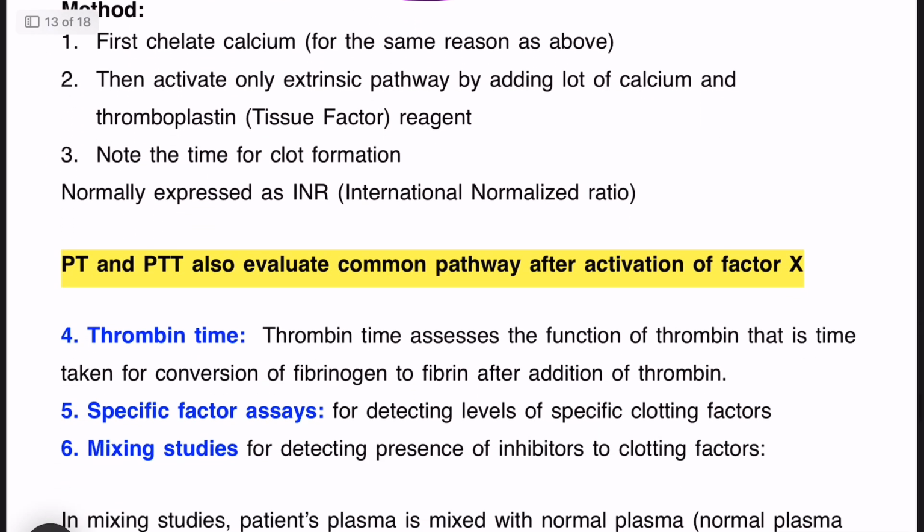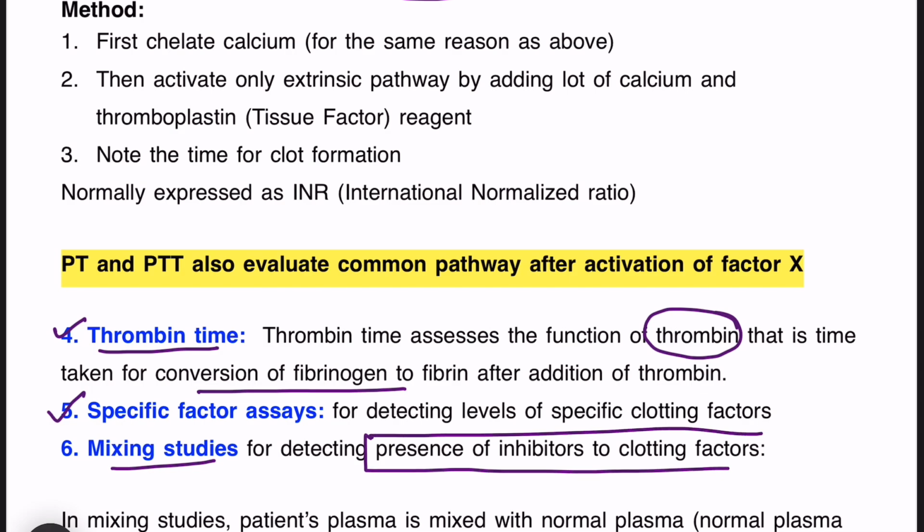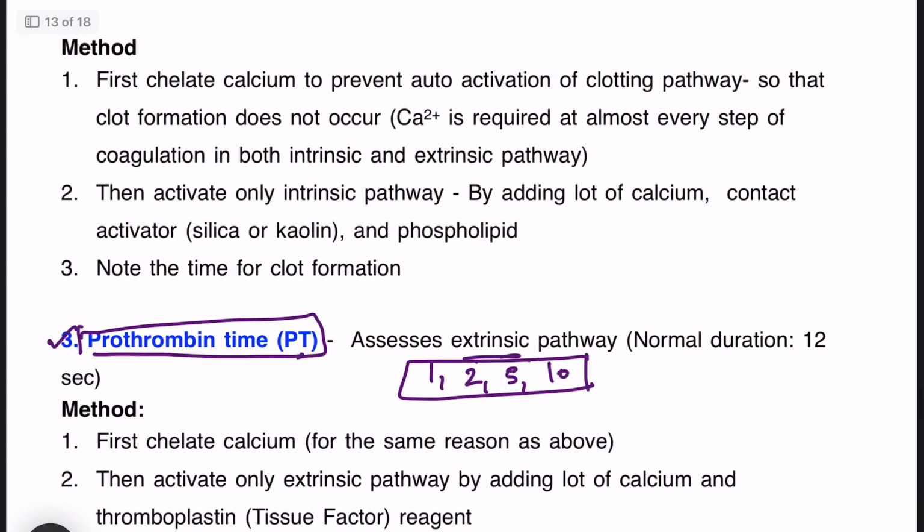What are the others? Then we have thrombin time. Thrombin time assesses the function of thrombin only. That is, if thrombin is added, how much time it takes for conversion of fibrinogen to fibrin. Then we have specific factor assays. That means we can assess for particular factors. So suppose we are thinking of hemophilia, we can assess for the presence or absence of a particular factor, say factor 8. Mixing studies help us in detecting the presence of inhibitors to clotting factors. Okay, so let us see all of these one by one.